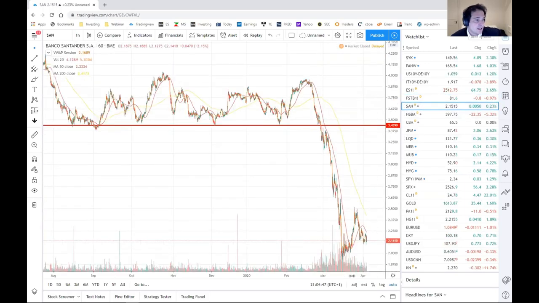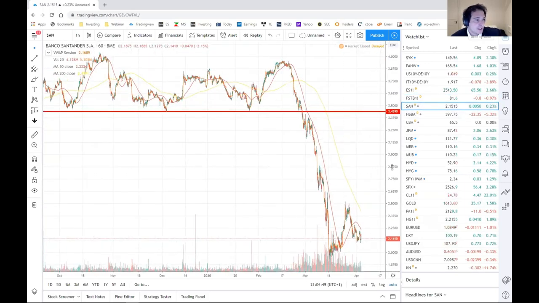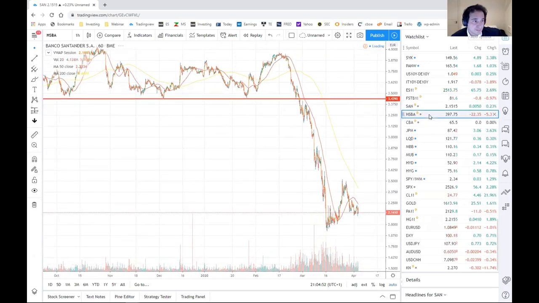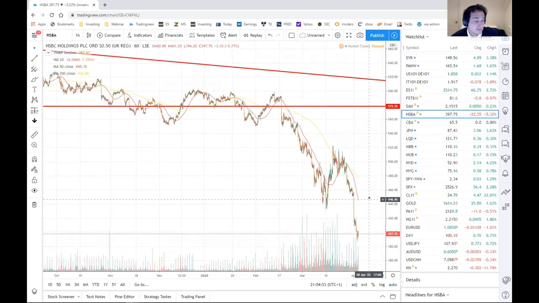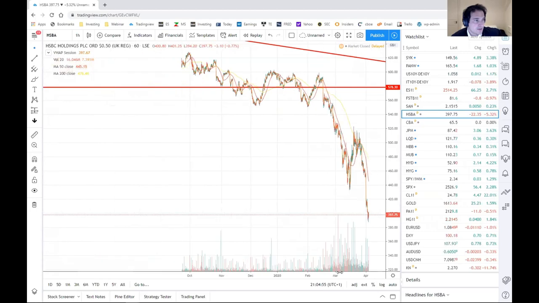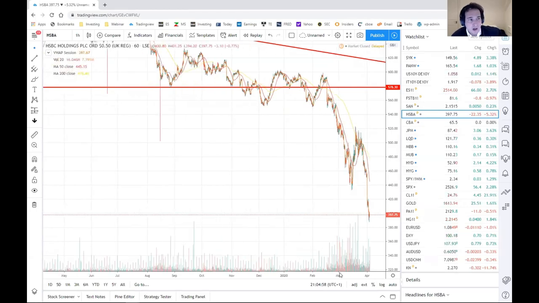Here, this is Santander, the Spanish bank. But similarly, HSBC. HSBC has really been a dog, and why? Because it has exposure to everything that you don't want to have exposure to, which is Europe and Asia. Actually, over the last couple of days, HSBC has been weakening big time, so it's making new time lows.